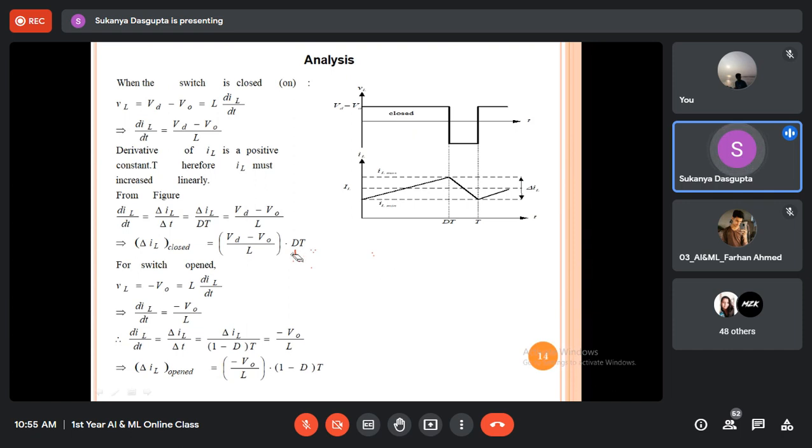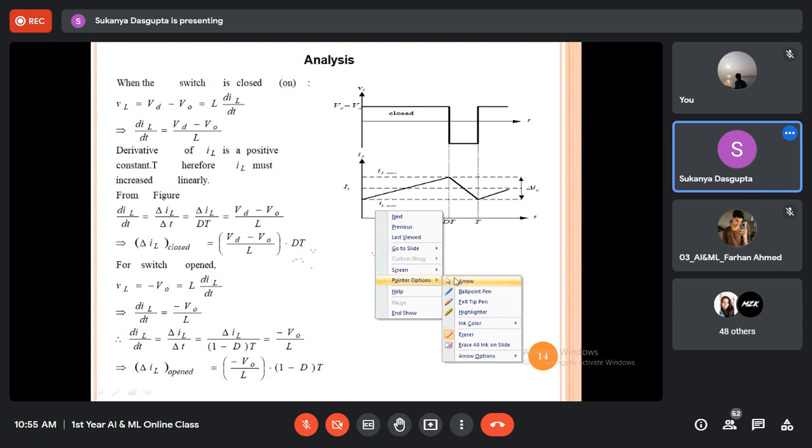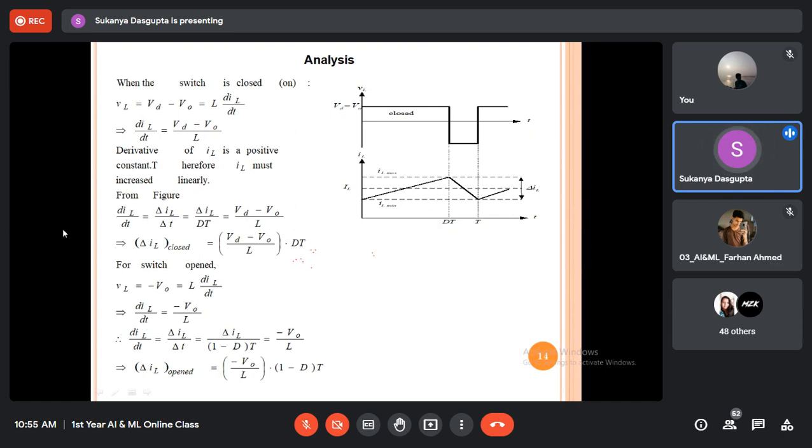So T on can be expressed as D times T. T is the total time period, right? So here in this expression, what is this dt? The time period for which the current is rising, that means when the switch is closed, that means dt is the on time period. So this on time period can be expressed as capital D times capital T.